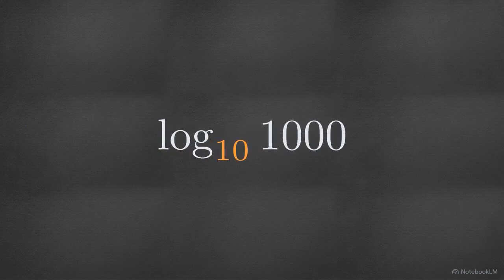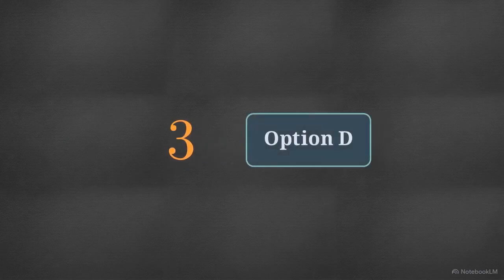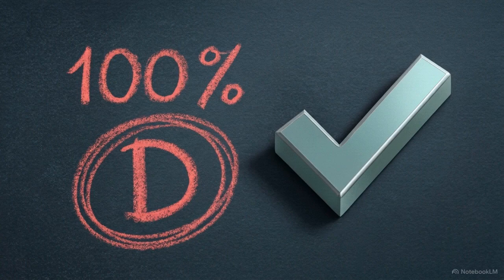To solve this, we express 1,000 as a power of our base. 1,000 is simply 10 to the power of 3. Because the base of the log and the base of the number are identical, they cancel each other out. The exponent, 3, drops down as our final answer, which perfectly matches option D. Identifying these invisible assumptions is how you cross the finish line in standardized math exams.